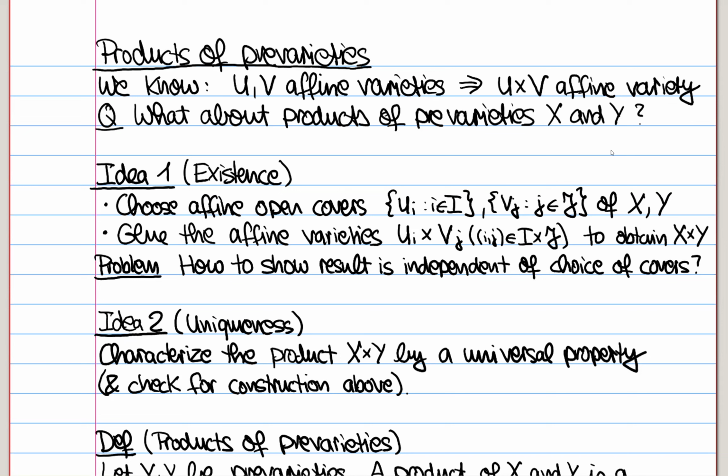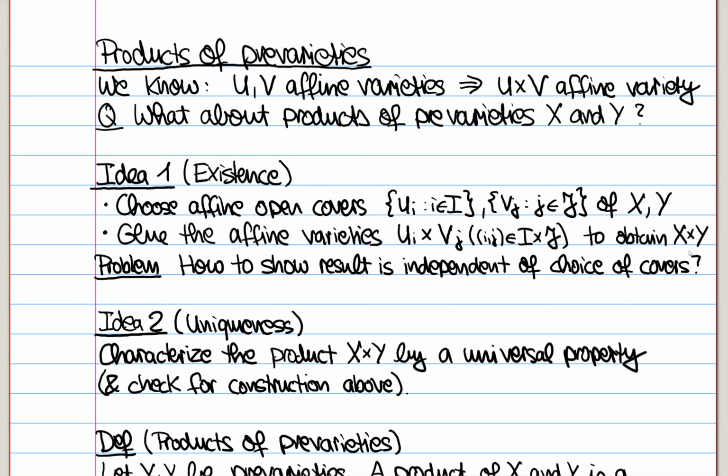So maybe we just construct it from gluing open patches, which we understand. Because if you're given affine open covers U_i of X and V_j of Y, then we can just take these products of the affine varieties and then glue them together to obtain X cross Y. So it turns out this will work, but the problem is, how do you show that the result is independent of choice of covers? So what you could do is you could say, well, choose a second cover and then prove by hand that these two things are equivalent.